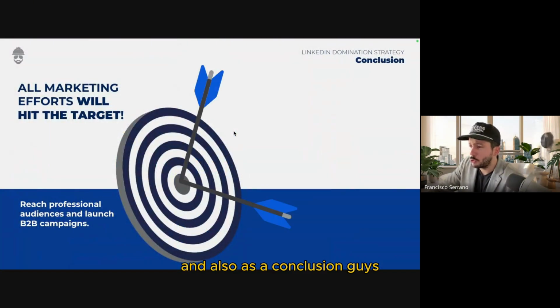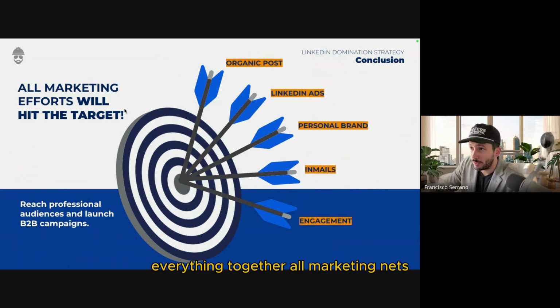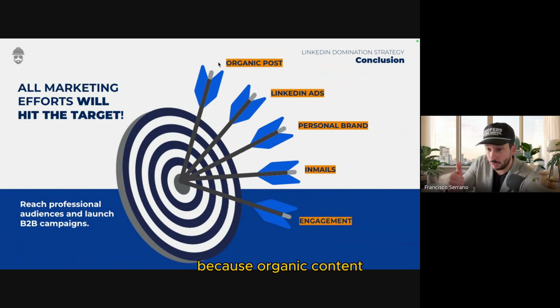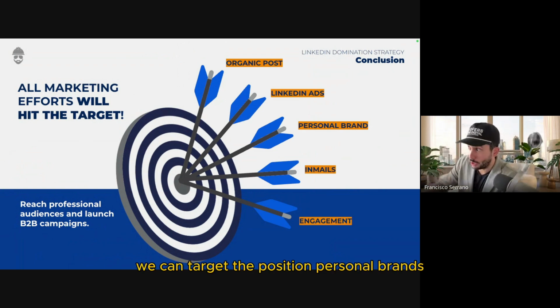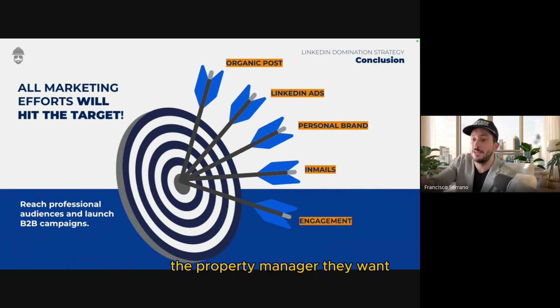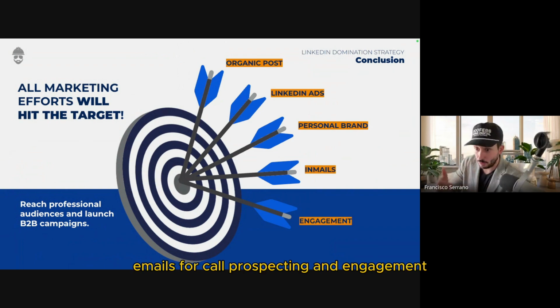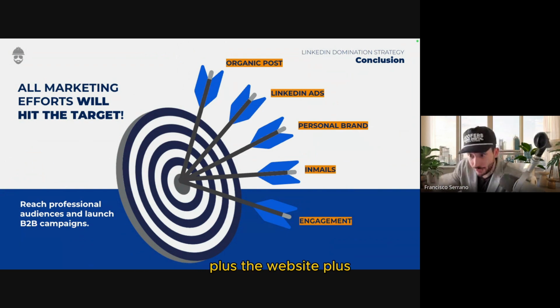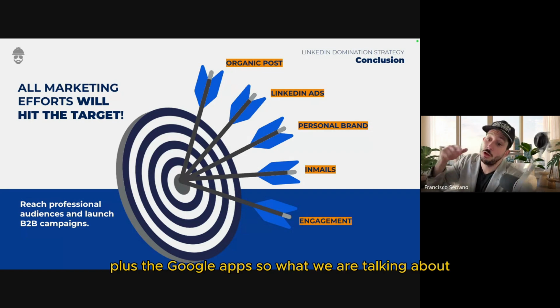And as a conclusion, guys, like I said before, LinkedIn is not only sending emails, it's everything together. All marketing efforts will hit the target with LinkedIn: with the organic content, we have the followers; with LinkedIn ads, we can target the position; with personal brands, property managers want to talk with people that are helping them. Emails for cold prospecting and engagement, plus the website, plus the content we are creating on the other platforms, plus the Google Ads.